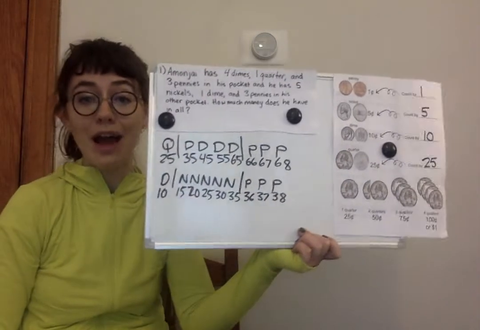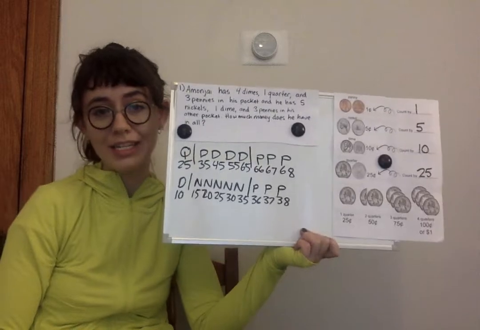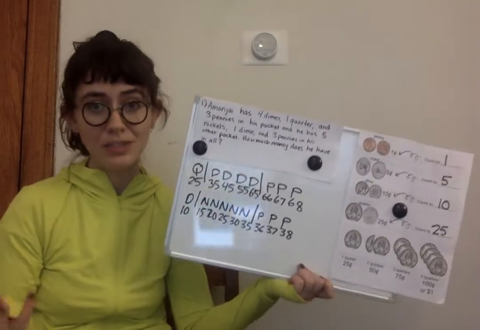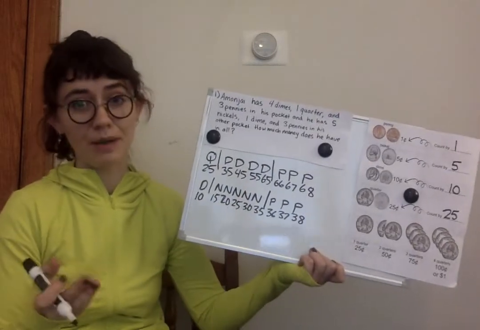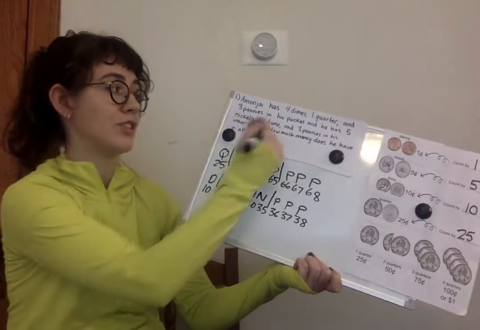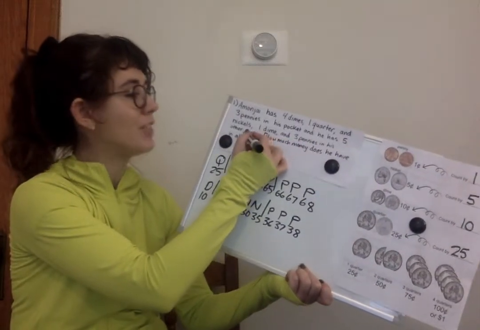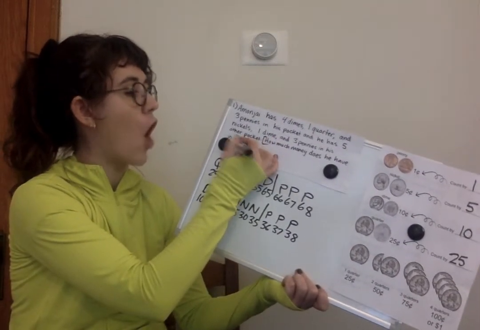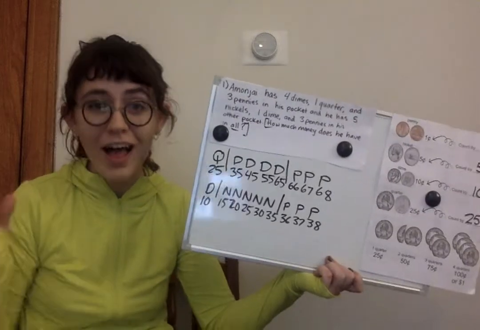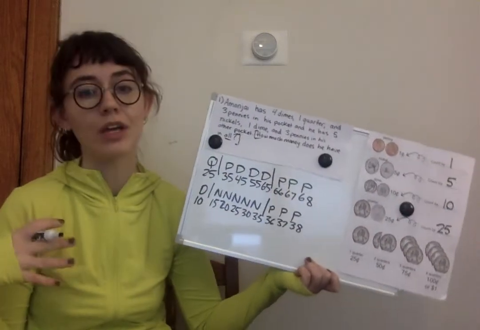All right, now that I did my counting and I know how much is in each pocket, I need to go back to the problem and see what actually this problem is asking me to find out. So I'm going to go to the question. The question says, how much money does he have in all? Whenever I hear in all, I know that I'm looking for a total or I'm looking for a whole.